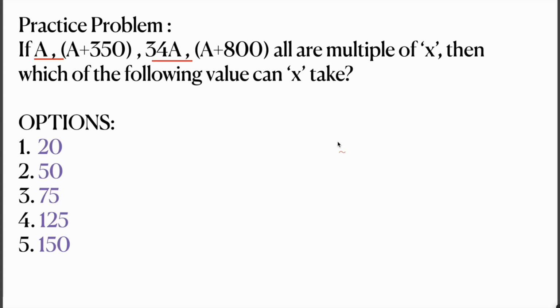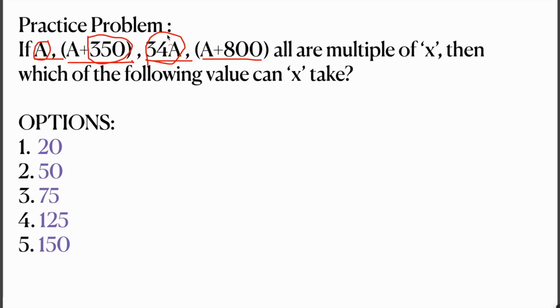Okay, so let's look at the practice problem. If a plus 350, 34a, a plus 800 all are multiple of x, then which of the following value can take x? Okay. So 34a here is given for confusion, because if x is a multiple of a, then it must be a multiple of 34a. But here what we can notice is that a is a multiple of x and a plus 350 is a multiple of x. Also a plus 800 is a multiple of x.